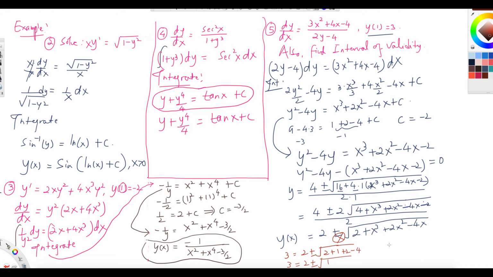So what is the final answer then? The final answer is y of x. Let me write it down in this color. So y of x equals 2 plus the square root of 2 plus x cubed plus 2x squared minus 4x. Okay, guys. So this is the final answer.